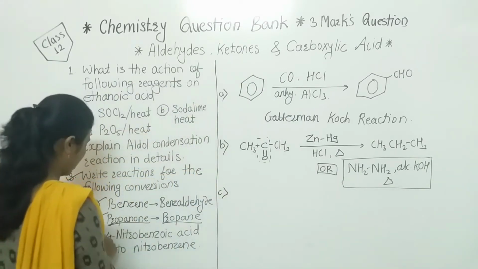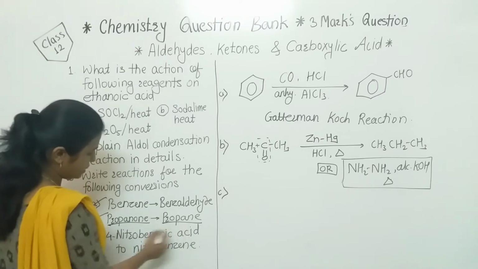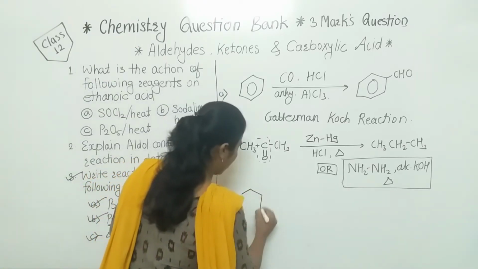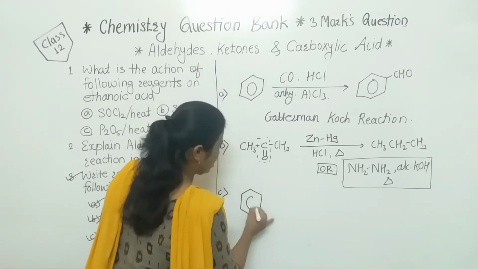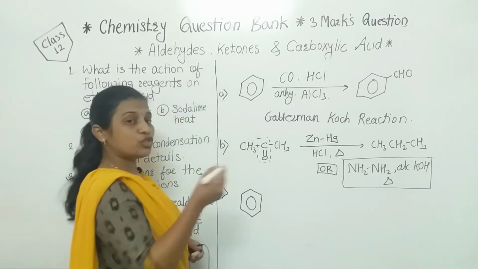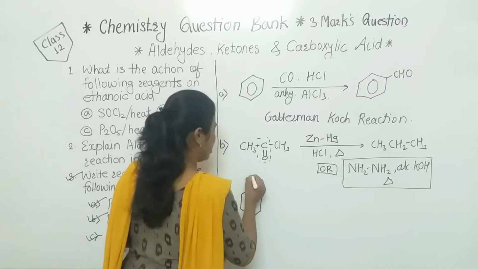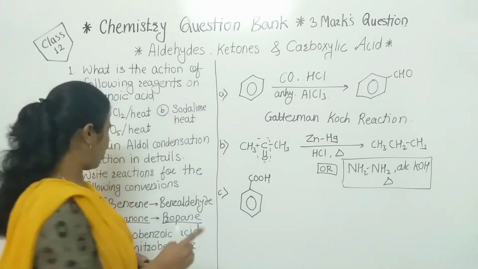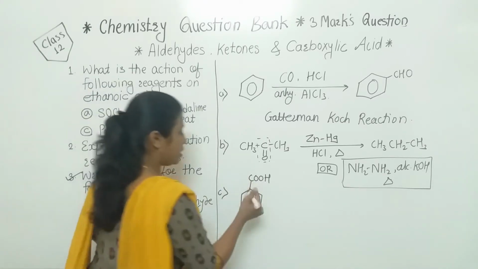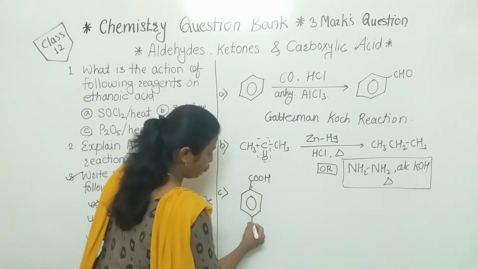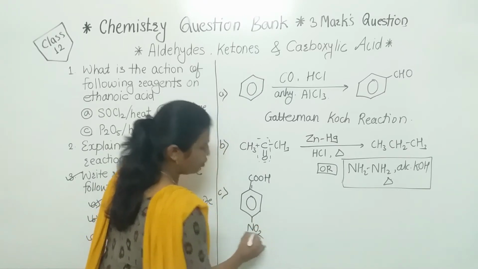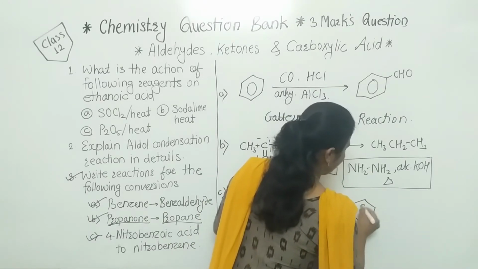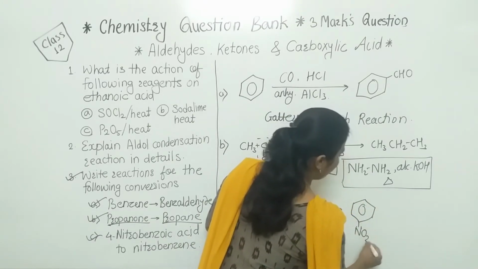Next conversion, here 4-nitrobenzoic acid to nitrobenzene. Now what is the structure of 4-nitrobenzoic acid? Firstly, this is the benzene. Benzoic acid means a COOH group is there on this benzene ring. At the 4th position a nitro group is there. If we consider 1, 2, 3, 4, at the 4th position the NO2 group, that we have to convert into nitrobenzene, and this is the structure of nitrobenzene.